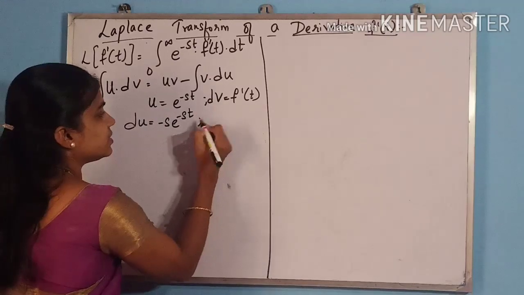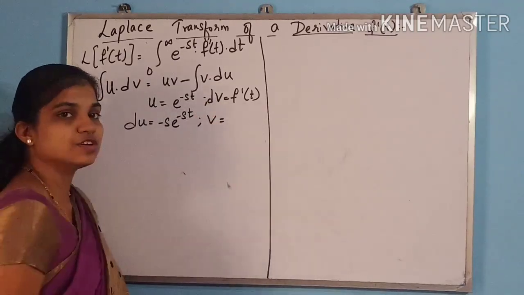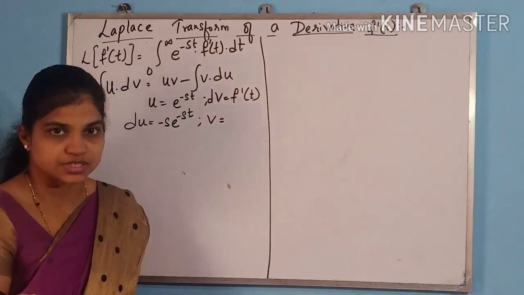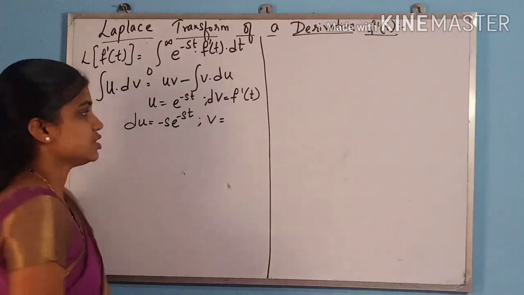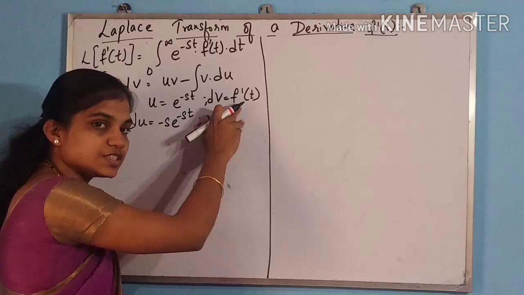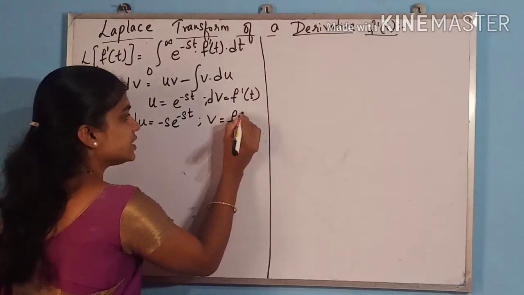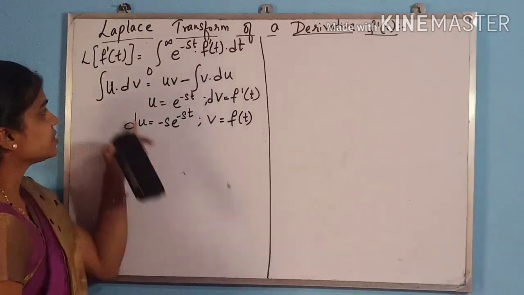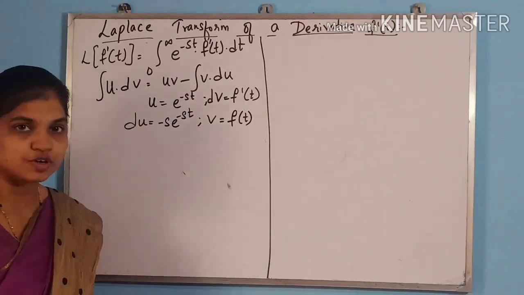And what is v? Integration of dv. Integration of a differentiation of a function is the function itself. So this is the differentiation of a function, so if I integrate, I'm going to get the function itself, f of t. Right? Now substitute in the formula.